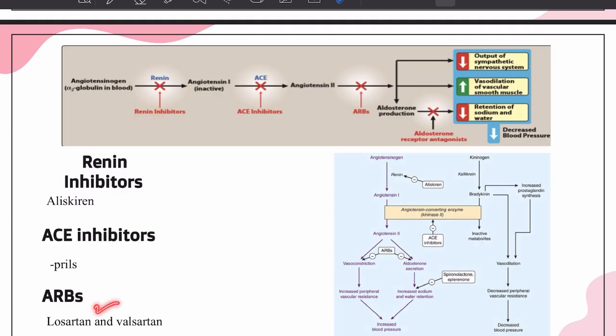The last thing that we have are your ARBs, which are the receptor blockers. They directly inhibit the receptors, and in turn, the strength of them is very similar to the ACE inhibitors, though they're not as commonly used as ACE inhibitors. They do have fewer side effects. So those are losartan and valsartan.